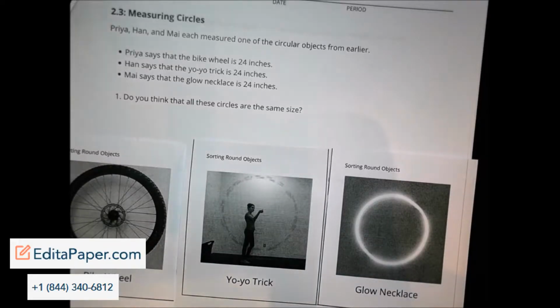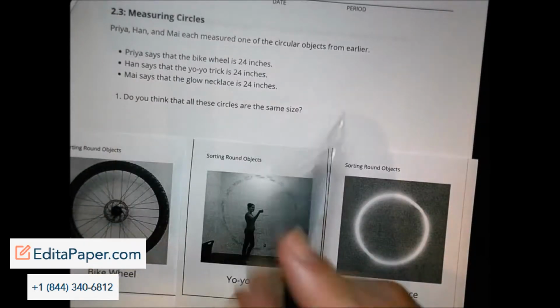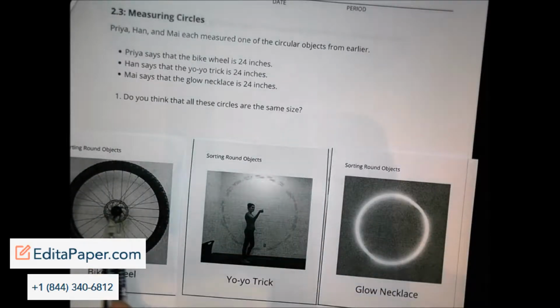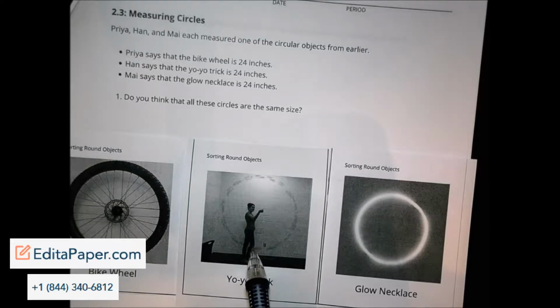Well, just in terms of reality, I could see a bike wheel perhaps being 24 inches across. This yo-yo trick, the girl is probably taller than 24 inches, and we can see the yo-yo trick seems to be as tall as the girl, maybe like 5 feet. So I'm not sure where that 24 came from. And a necklace usually is a lot smaller than a bike wheel. So the 24 inches must be saying something different about each of these pictures. Not really sure what they're talking about there.